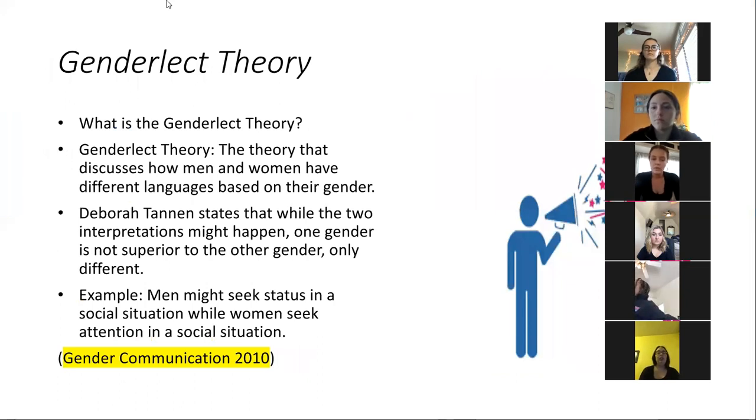What is the Genderlect theory? According to gender communication, Genderlect theory is the theory that men and women have different languages based on their gender. This theory supports the concept that there are different expectations placed on both male and female. This is what causes there to be different interpretations of conversations between the two genders.